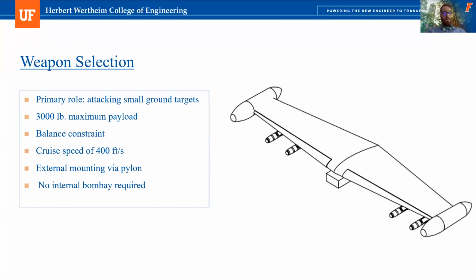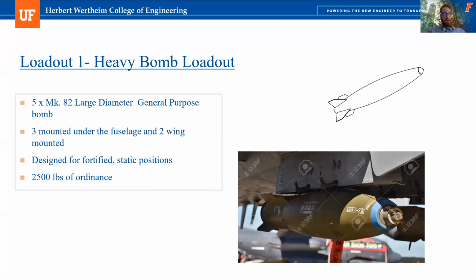This allows weapon placement via pylon as the optimal choice, as an internal bomb bay would add extra weight for little drag reduction. 3 separate layouts were selected in order to give a variety of attack options with a variety of weights. Next slide. The first loadout selected was the heavy bomb package.